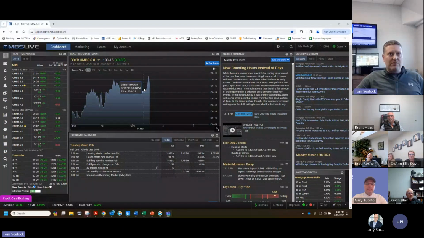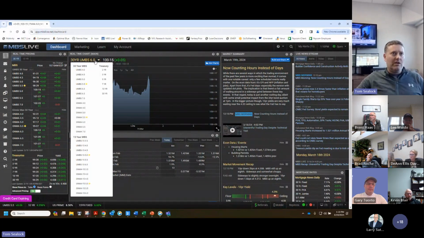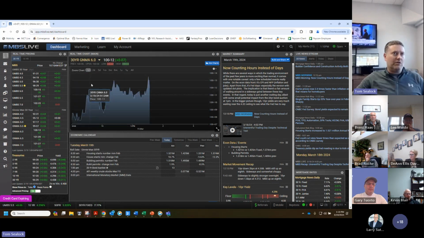And so you can kind of align. If I'm showing you back to MBS Live, if I'm you and I'm looking at this chart, the UMBS is essentially the Fannie Freddie. It's a universal MBS, which is Fannie and Freddie. If you wanted to look at, say, a Ginnie 5.5 or a Ginnie 6, you can toggle with this drop down here.